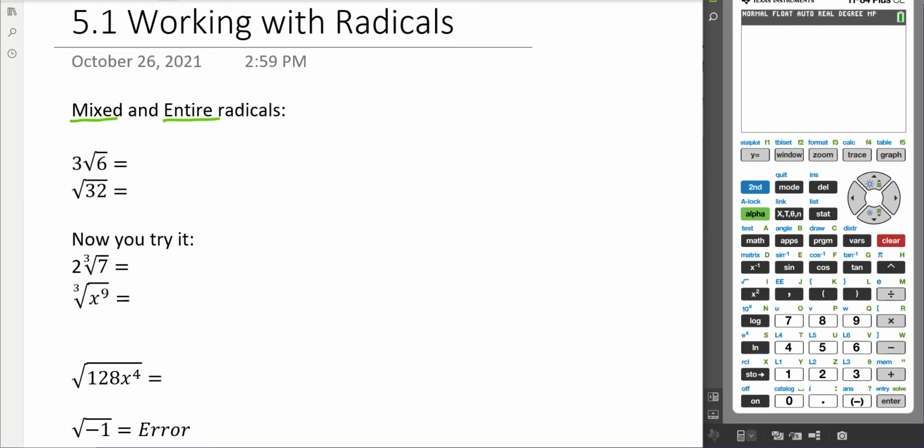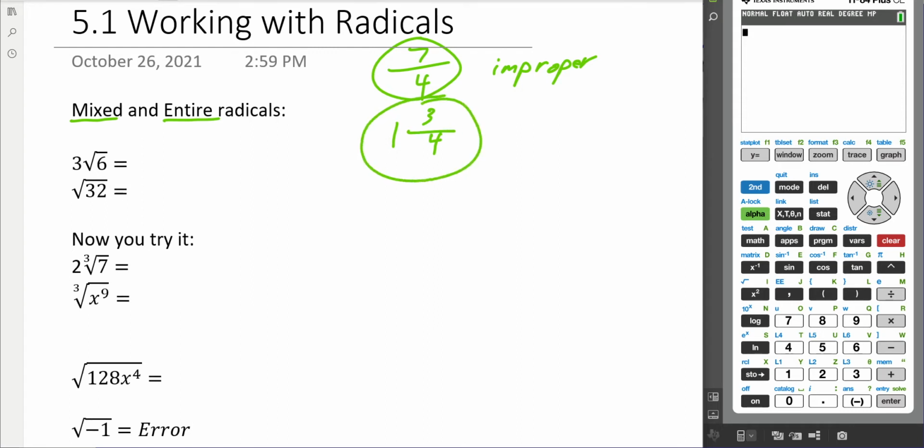Well, it's kind of like how with fractions we can have a fraction like 7 over 4, which we'd call an improper fraction. So basically, the entire thing is the fraction, and then the other one is the mixed fraction, which is where we'd have a 1 and then a 3 over 4. Both of those are the same value-wise, the improper and the mixed. But one is improper, one is a mixed fraction.